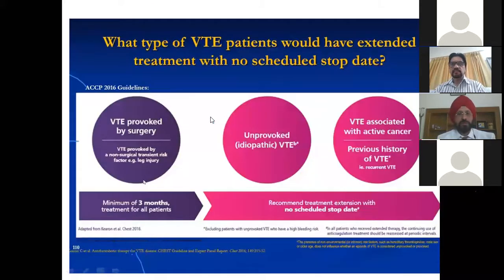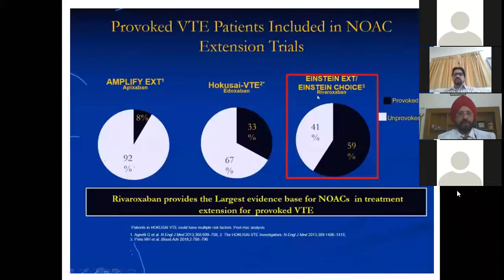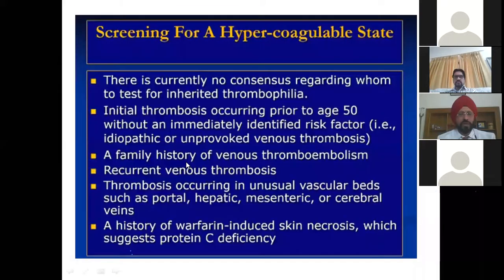So as you can see over here, if it is provoked by surgery, you give for 3 months, and if it is unprovoked, you may give for longer, and individualize each patient. Sometimes you may have to give it lifelong. And there is how do you screen? When do you screen? So there is no clear-cut guidelines. There's some things you can see over here.